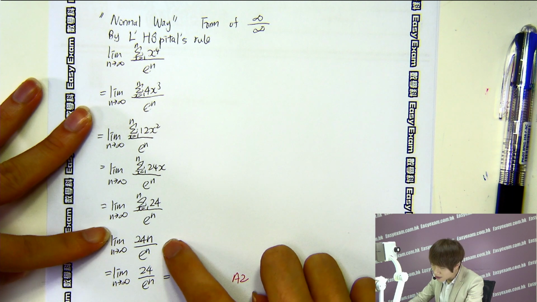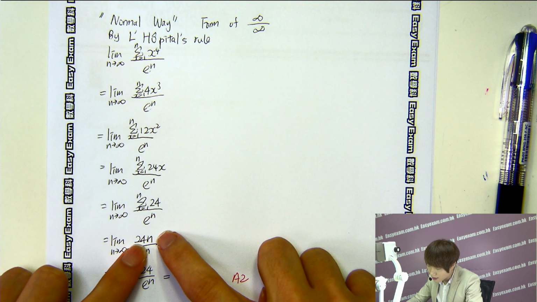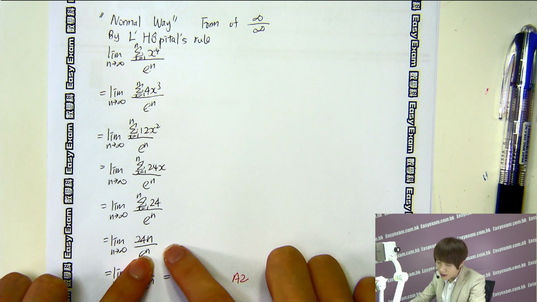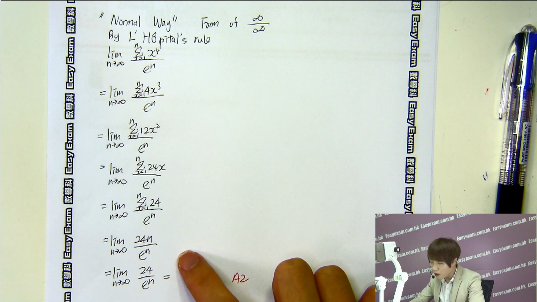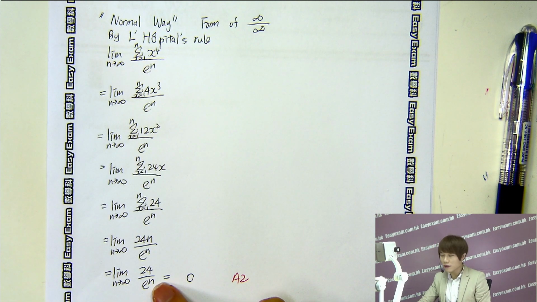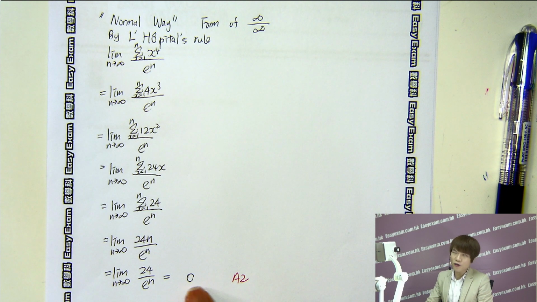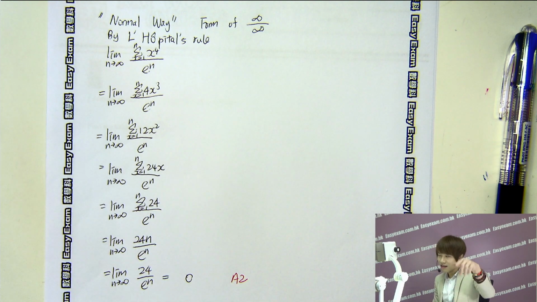And now you can use L'Hopital's rule one more time. Yes, because as n tends to infinity, your numerator 24 times infinity, of course, tends to infinity. e to the power n, e to the power infinity, of course, is still infinity. So still the form of infinity over infinity, so use L'Hopital's rule one more time. And you have 24 over e to the power n after you have differentiated once more. So as n tends to infinity, 24 over e to the power infinity, of course, 24 over infinity will give us 0 there. So you will be awarded A2 for all your correct answers here, okay?